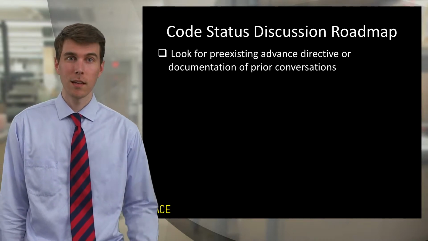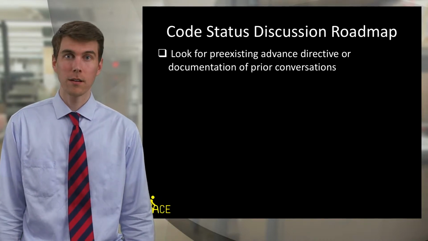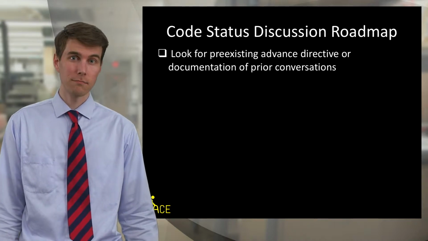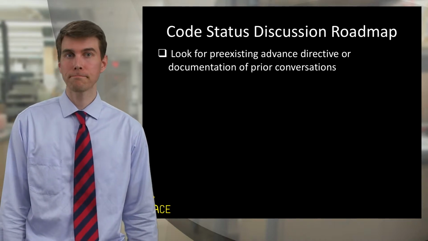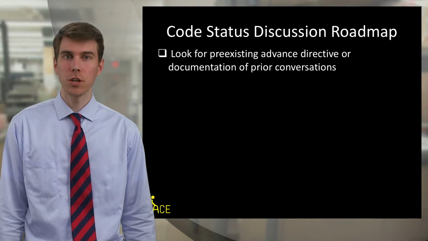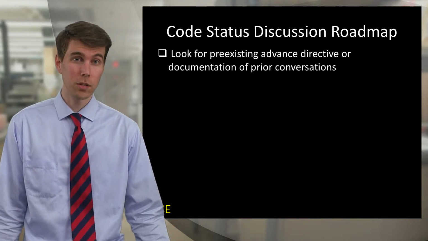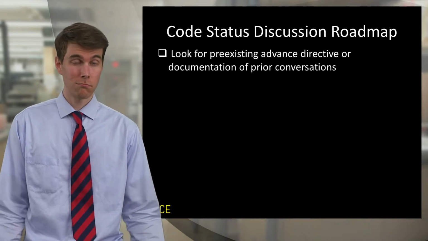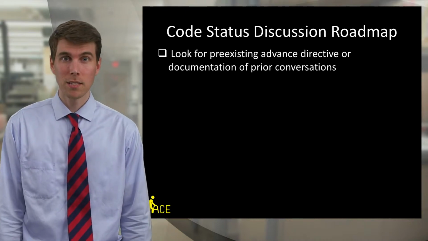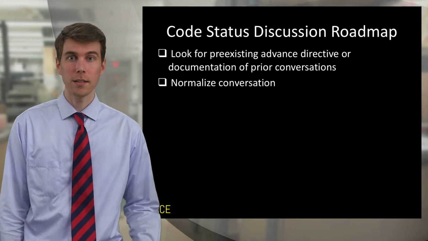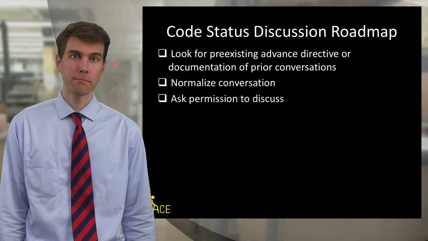You just say, I see you spoke with your primary care doctor about a plan for if you got sicker, and I'd like to confirm it with you. If there's no prior documentation, you can still ask the patient, do you have an advance directive or a living will? If so, do you know what it says? It's helpful to normalize the conversation and to ask for permission to discuss it.